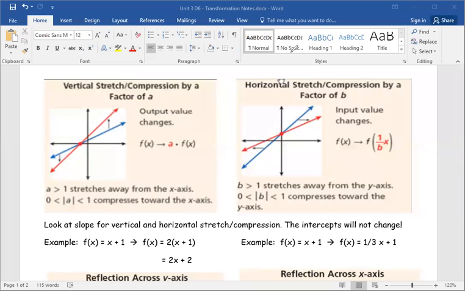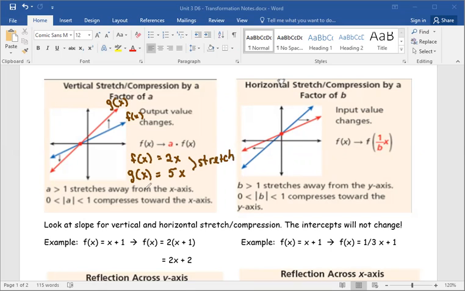Okay, so let's say up here for an example, and we're going to call this F, and we're going to call this one G. So let's say f of x was equal to 2x, and the other line was 5x. You can see that the red line up here has a higher slope. Therefore, this would be a stretch.